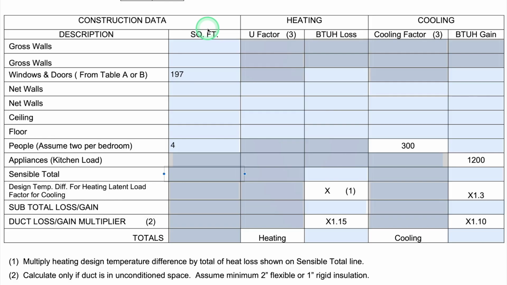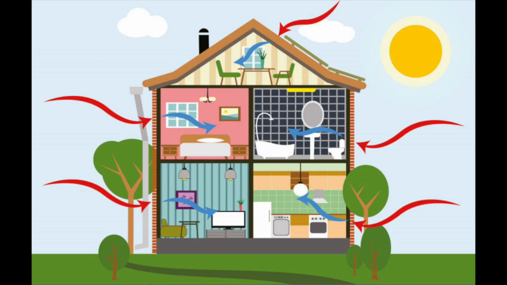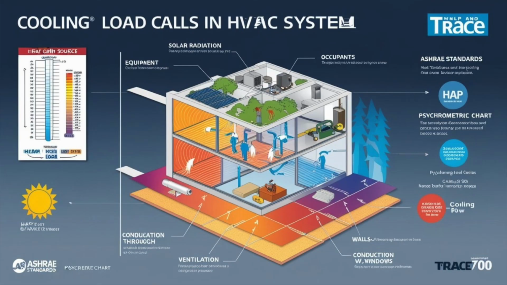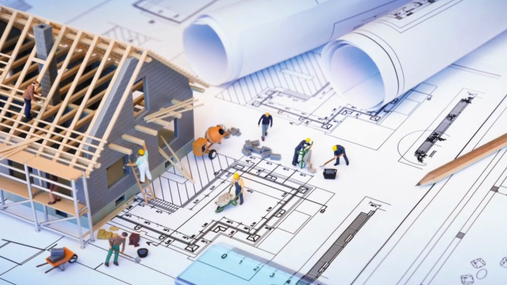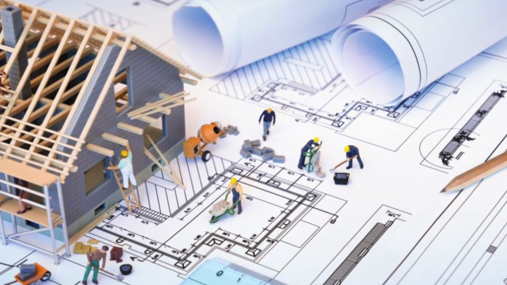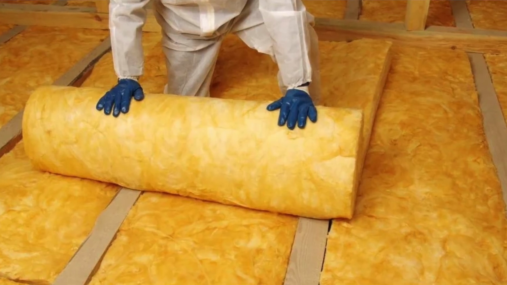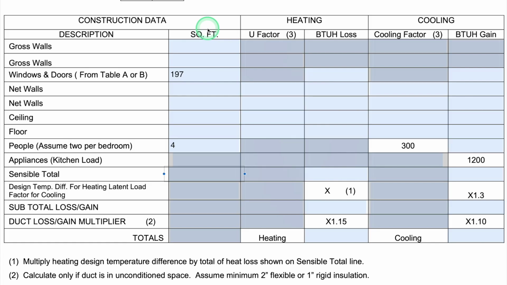So load calculations, we're trying to figure out what is the load of the building and how much air conditioning or how much heating do we need to keep up with that load. Every building has a different load because the structure of that home is built differently. Every commercial building is built differently. And so we have to look at the construction physical dimensions, the construction materials, and that's called construction data.